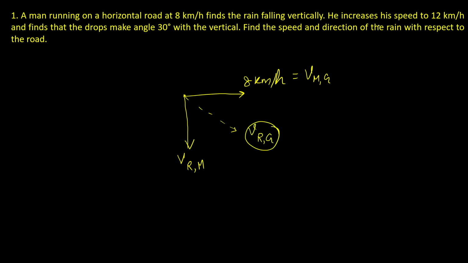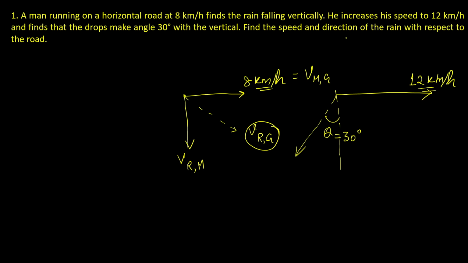Now he increases his speed to 12 km per hour. Obviously, as I said, if at 8 km per hour the rain was falling vertically downward with respect to this man, then when he increases his speed to 12 km per hour, it will go like this, and it will make some angle with the vertical, say theta. He finds that the drops make an angle of 30 degrees with the vertical. So this theta is already given, that is 30 degrees. Find the speed and direction of the rain with respect to the road. V of R with respect to G, that is ground, we need to find, and the direction too. This vector we need to find.